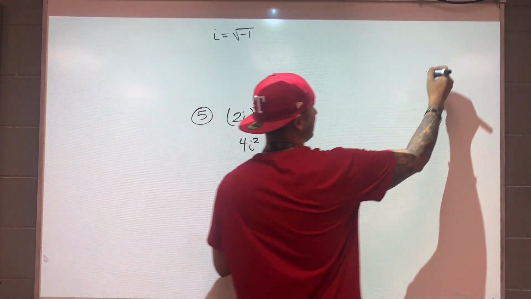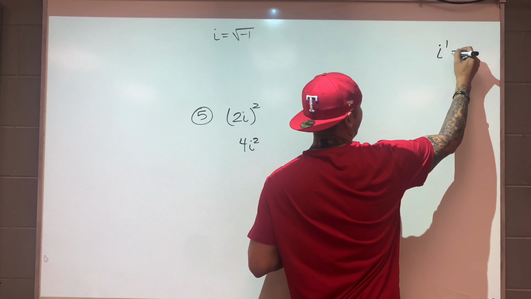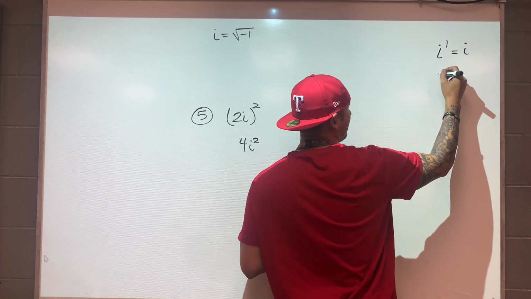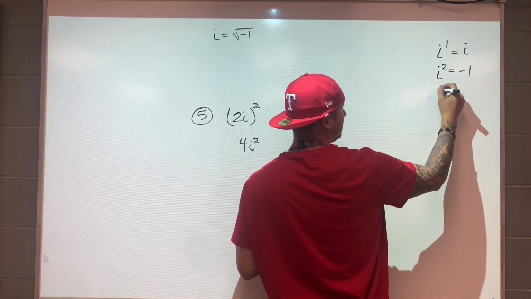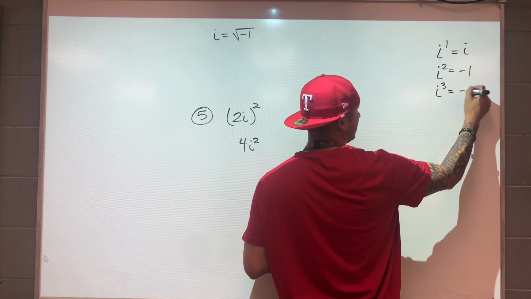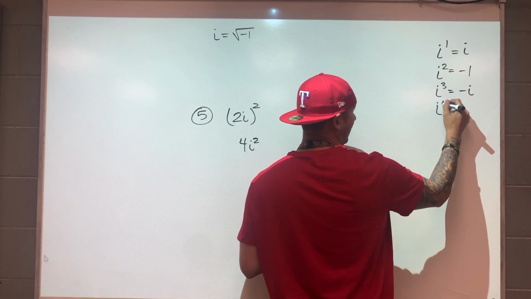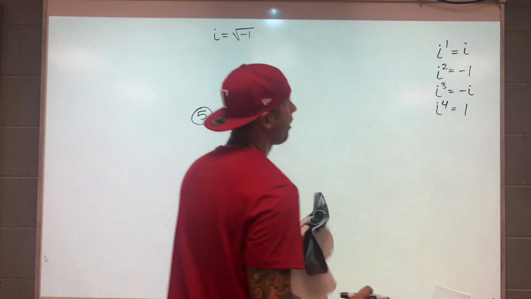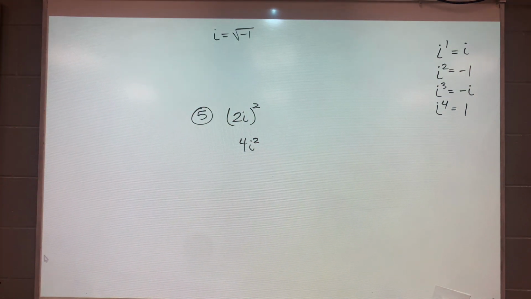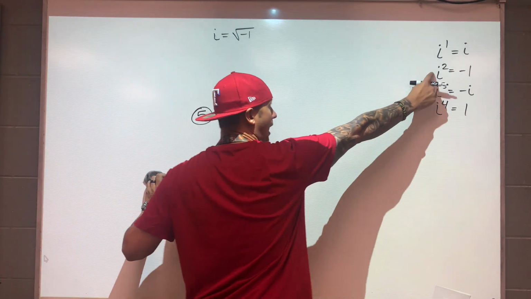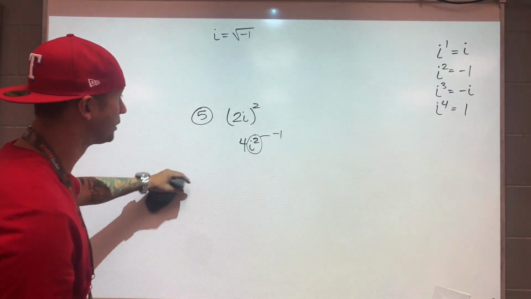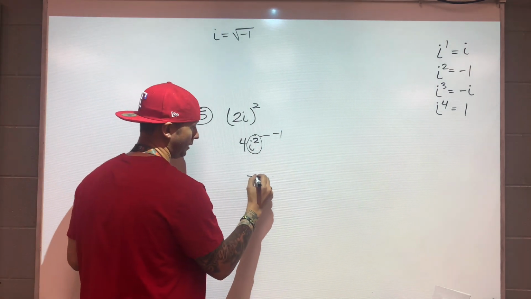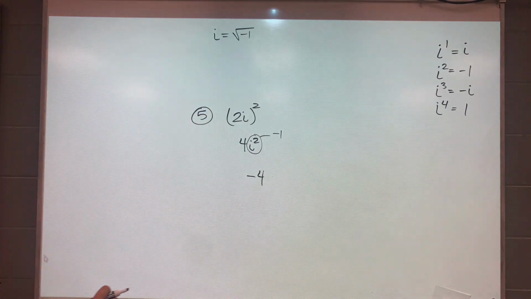So we have a list, right? i to the first power is i, i to the second power, negative 1, i to the third power, negative i, i to the fourth power, 1. So we're always keeping this list in the back of our mind in case we ever run into any of them. And look right here, i squared is negative 1. So this piece here is negative 1. So it's essentially 4 times negative 1. So negative 4. That's our answer. That one's fun.